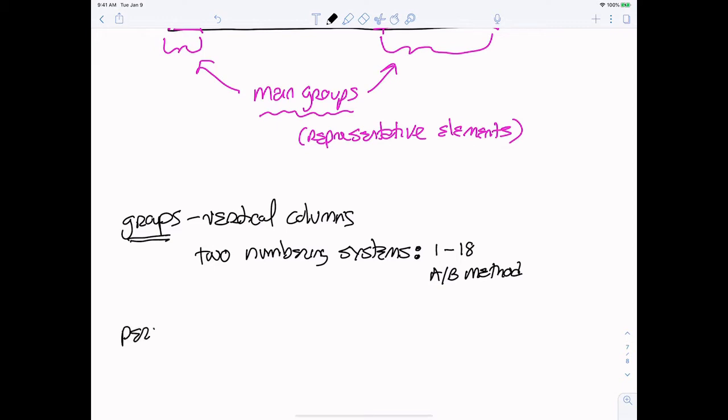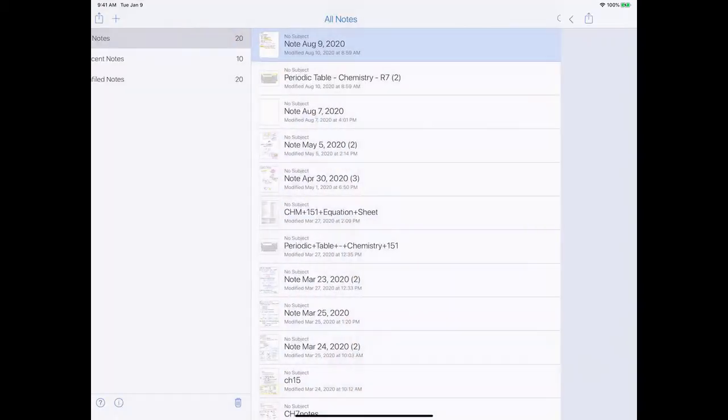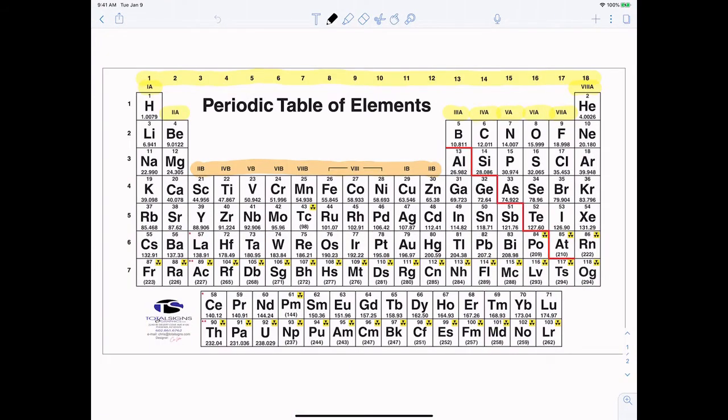We also have what are called periods, and periods are my horizontal rows. So going back to our table, these guys are numbered down the side here. Let's use green. So this would be period 1, period 2. Do note that it goes over to the other side. So hydrogen and then helium is also part of period 1. Lithium, beryllium, and then all of these guys are part of period 2. So they're my rows. This would be period 5.